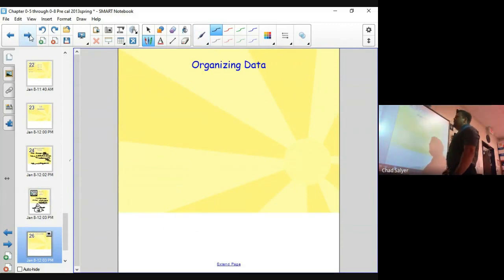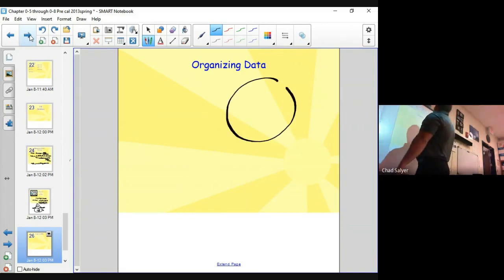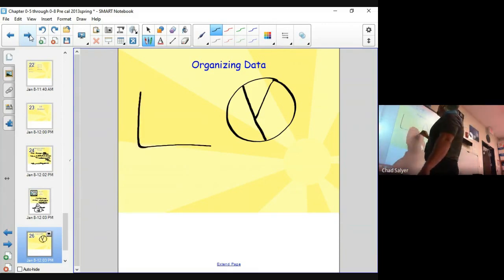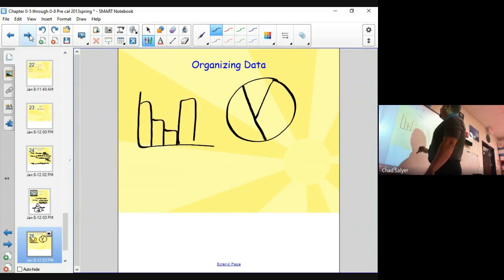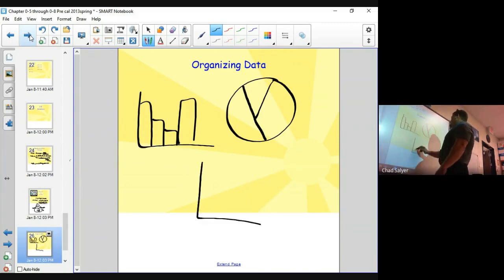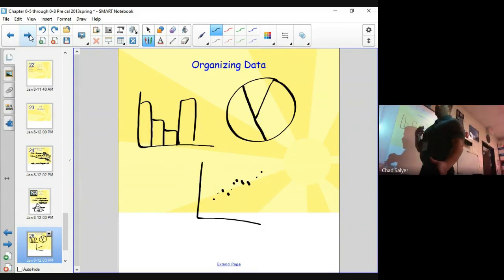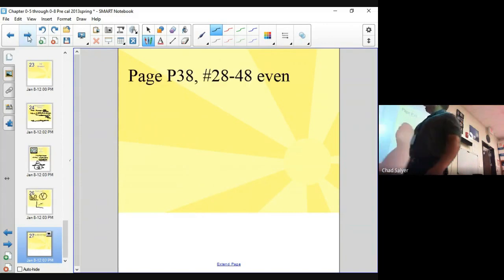Okay, organizing data. So we can display data in charts. You can use a pie chart. You've seen these where they indicate how much of a thing is in a certain category. You can have histograms. You can have scatter plots. Those are all ways to organize and display data, and we'll work with some of those going through this book.